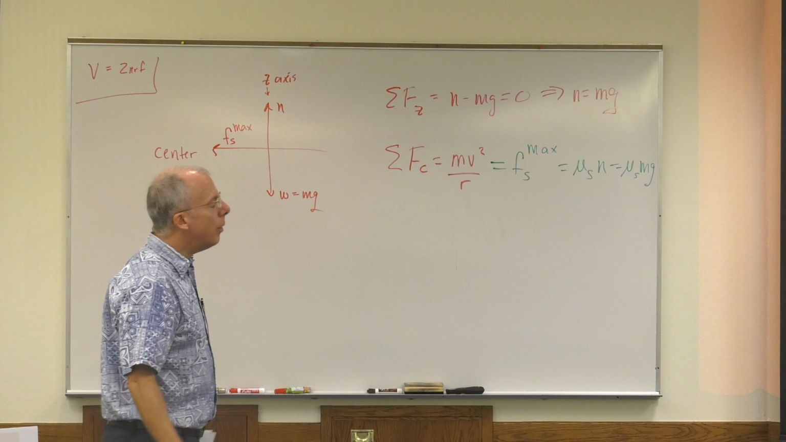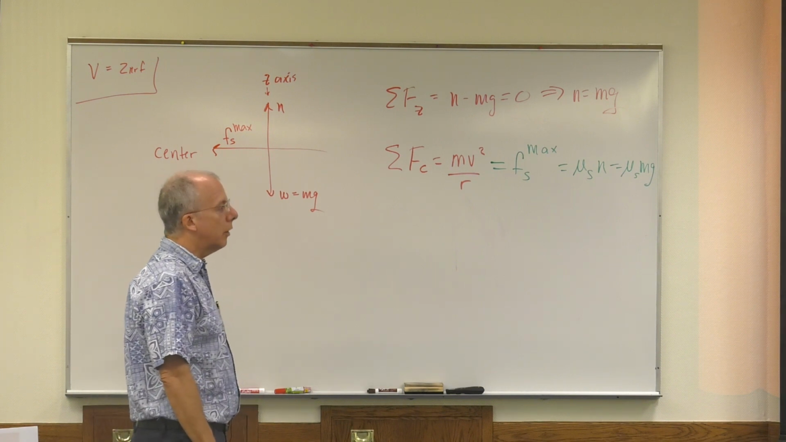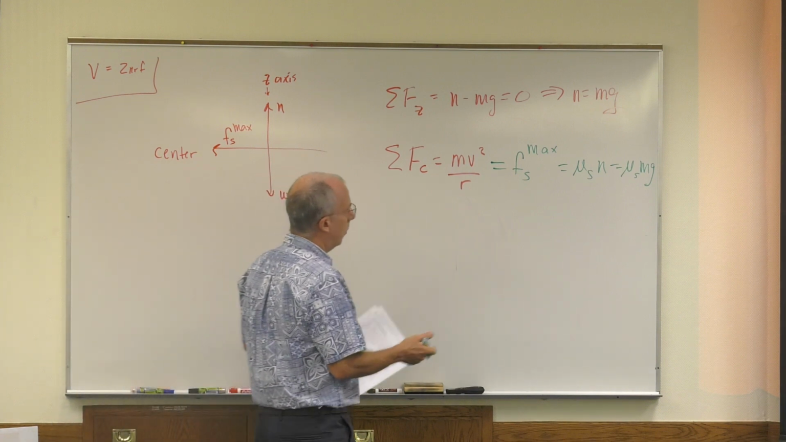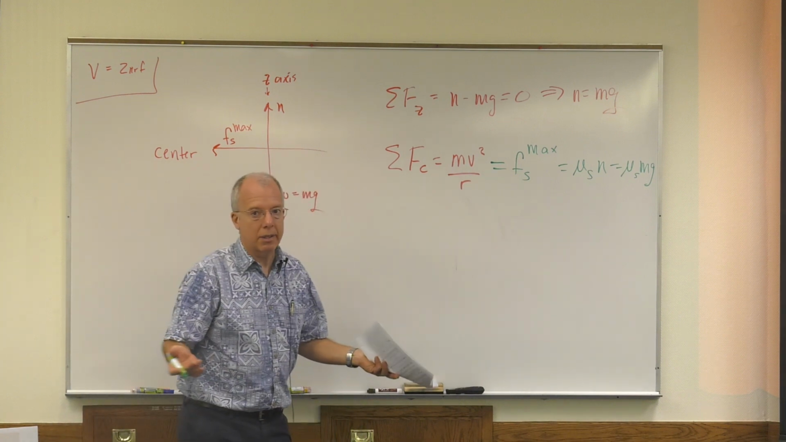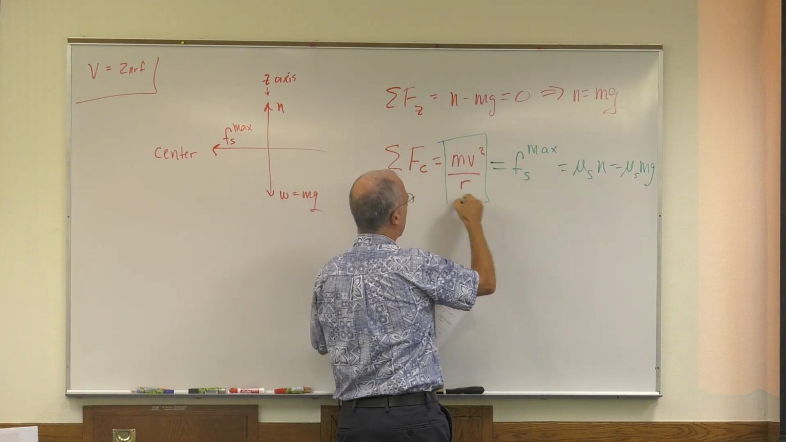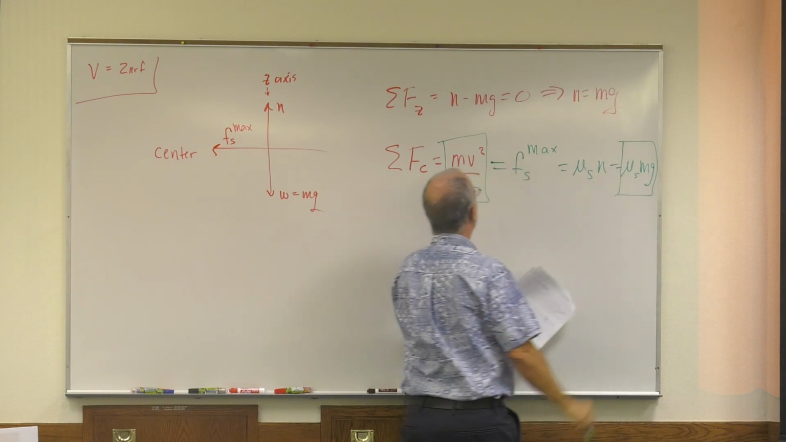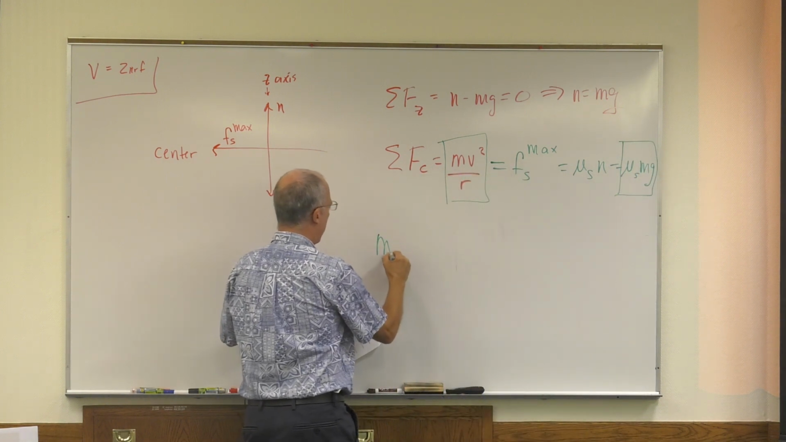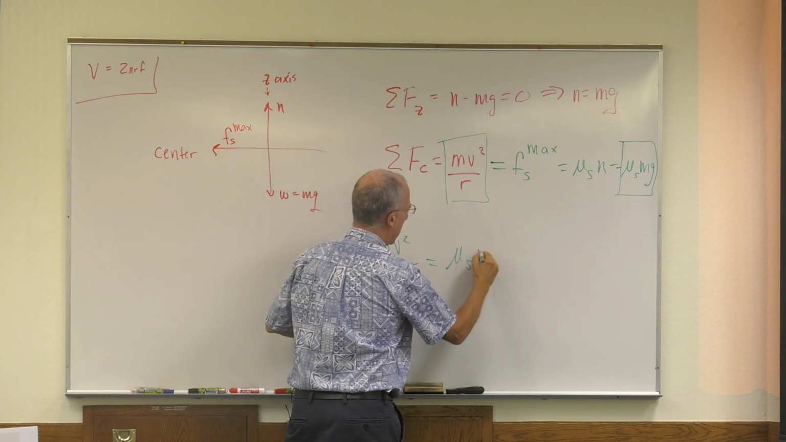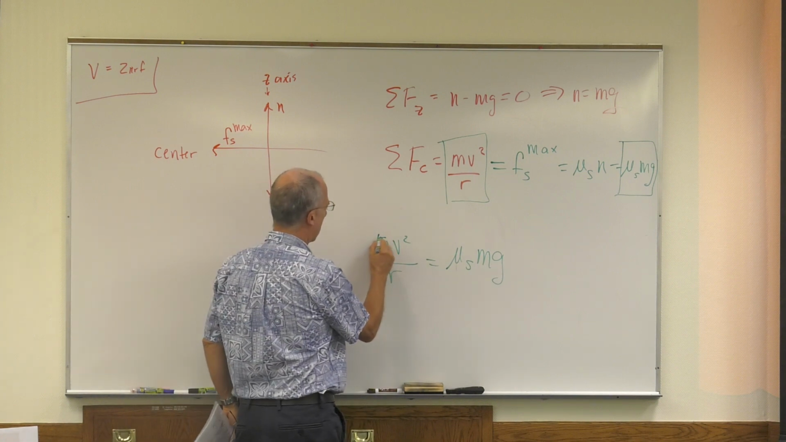Great! Now, what do we want? How far can the block be placed from the center of the turntable before it slips? Well, we got to get an R, right? That's the R. So we're going to say that this equals this. All right, so we have mv squared over r equals mu S mg. Okay, what do you notice? The masses cancel.